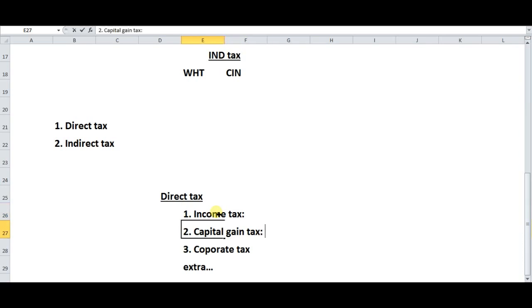Capital gain tax. For example, if you sell a property or shares or bonds or any material and earn profit on it within a predefined time frame, you are supposed to pay capital gain tax to the central government.